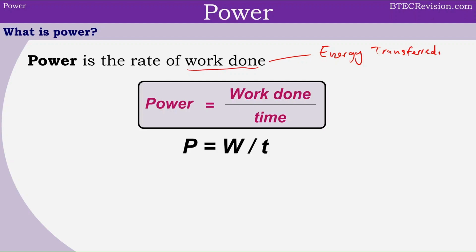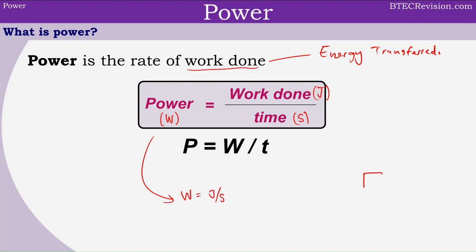The short form of this equation is P equals W divided by T, and the units, power, is measured in watts. Work done is measured in joules, and time is measured in seconds. Looking at the equation, we can see that the units watts is equal to joules per second.